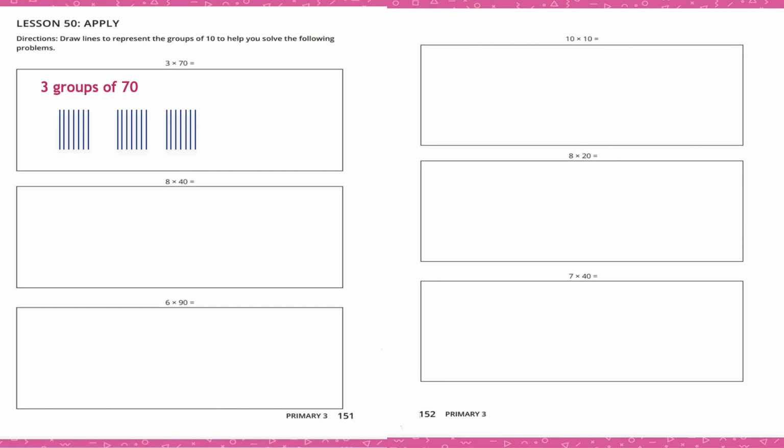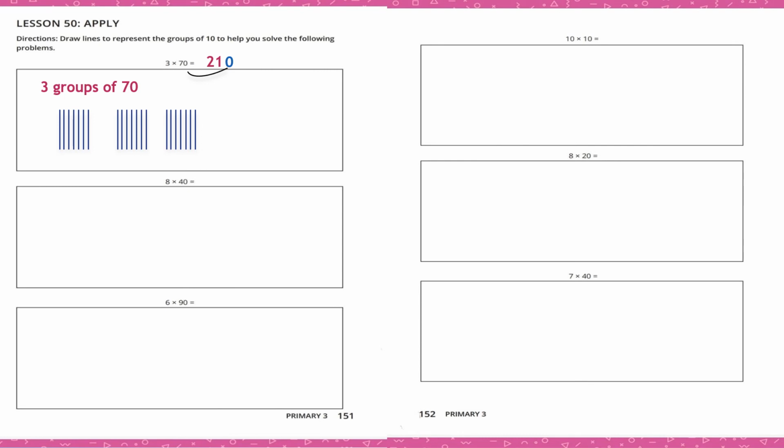I can calculate them using 70 plus 70 plus 70. Or I have another way. If I have a multiplication problem and one factor contains 0, I will take this 0 out, like this. So 3 times 70, I will take 0 out, and the remaining will be 3 times 7. 3 times 7 equals 21. So the total product is 210.